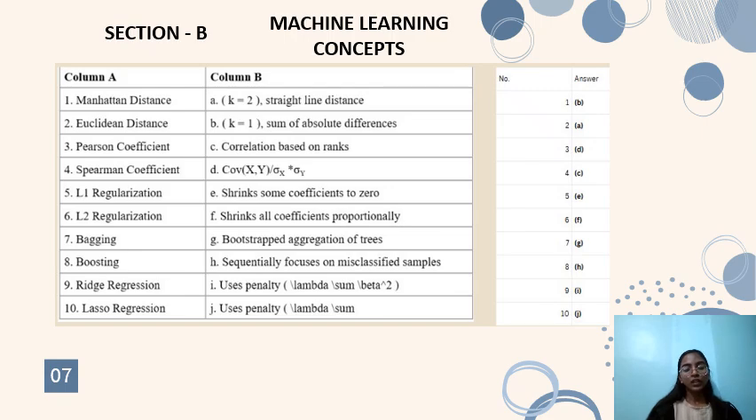Ridge regression uses penalty lambda times the sum of beta square. Lasso regression uses penalty lambda times the sum.